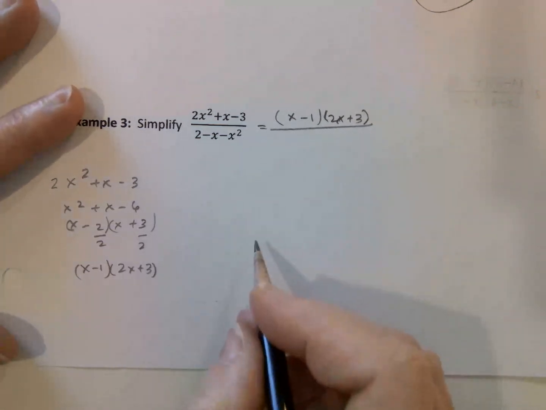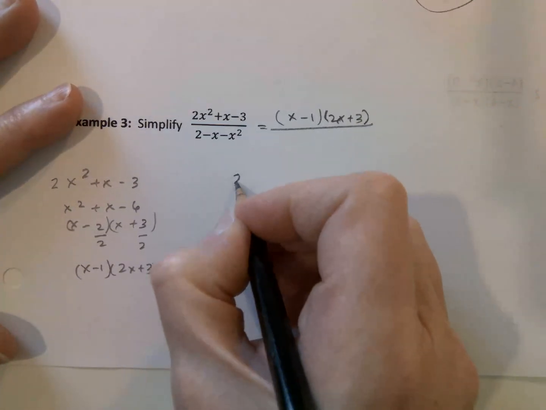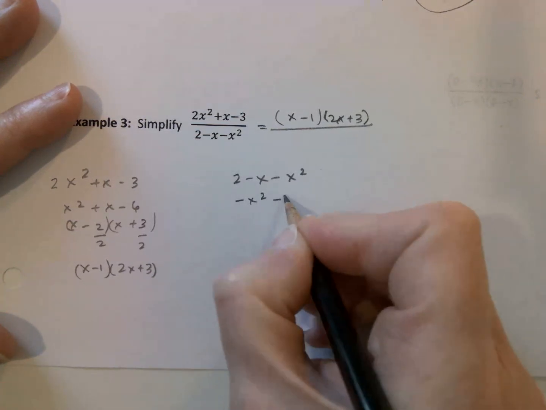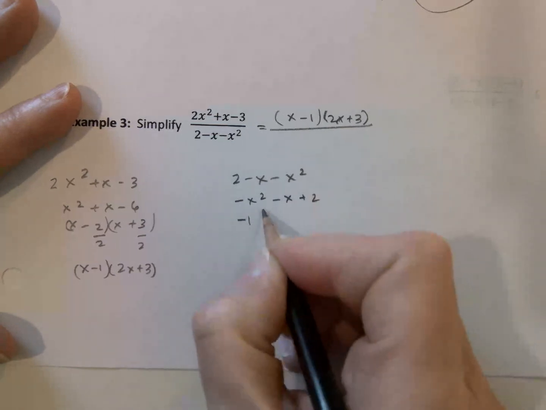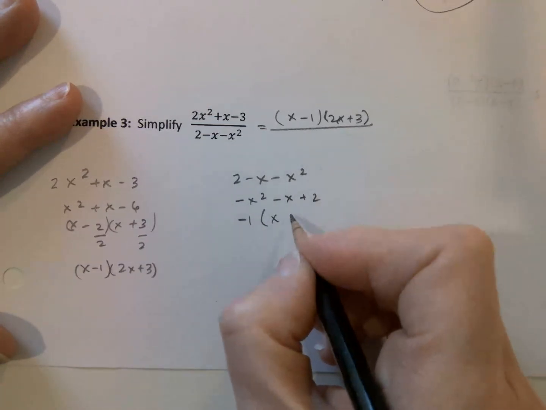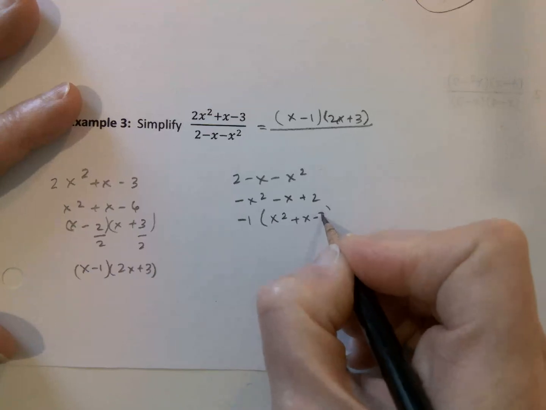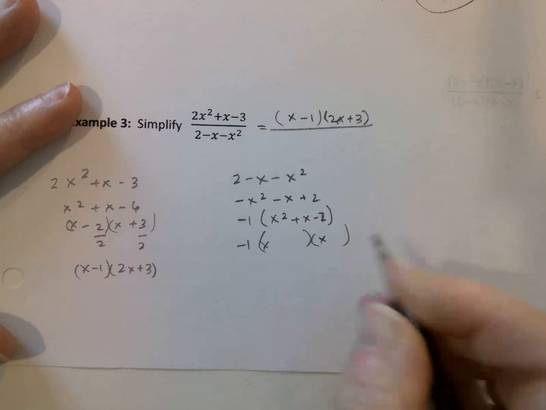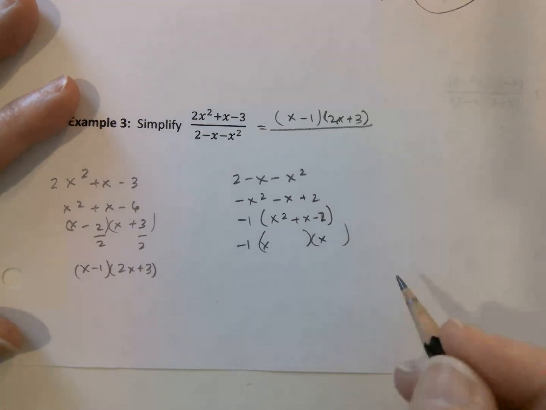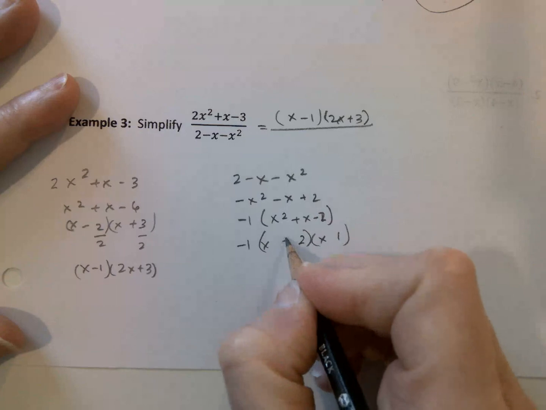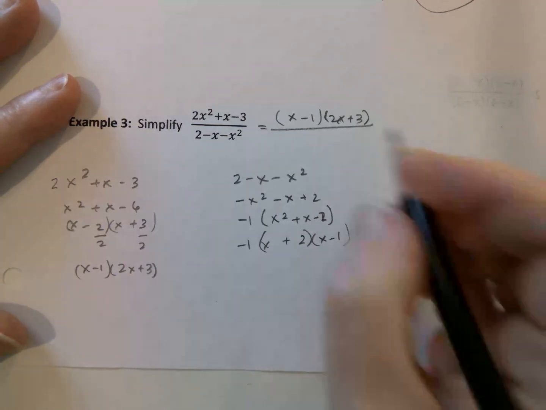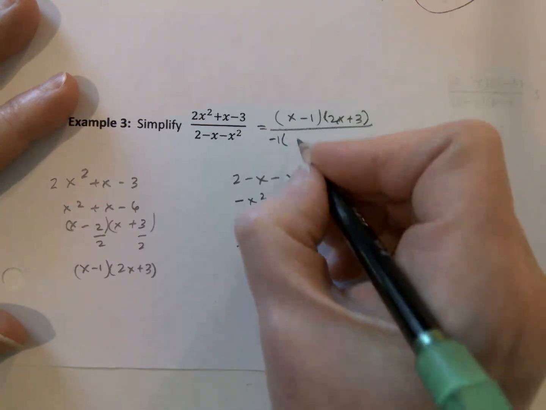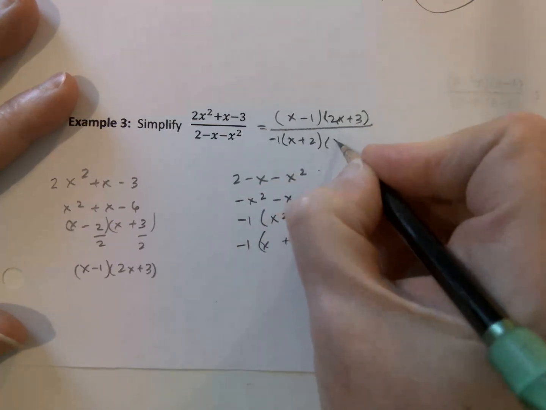And then I have this one, which is 2 minus x squared. I'm going to change the order, so I have negative x squared minus x plus 2. I'm going to factor out a negative 1, which gives me x squared plus x minus 2. And then let's see if I can factor that. Two numbers that will multiply to give me 2 that will add up to positive 1. That's going to be 2 and 1, and that'll be plus, and that'll be minus. Okay, so I have negative 1, and I don't even have to put the 1. I could just put the negative. X plus 2 and x minus 1.